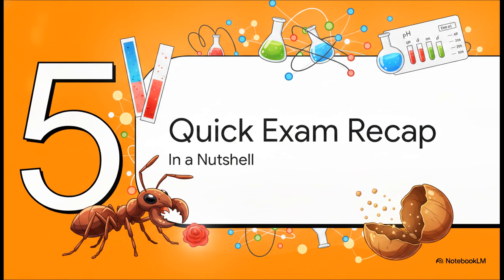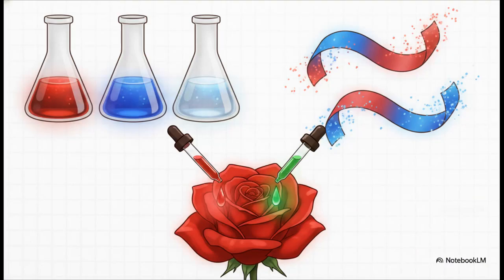Finally, Section 5. Quick exam recap in a nutshell. Let's do a rapid-fire review to lock all this in. Remember, substances are acidic, basic, or neutral. Acids turn blue litmus red, bases turn red litmus blue. And here's a fun fact for those tricky multiple-choice questions. Red rose extract is red in an acid, but it turns green in a base.